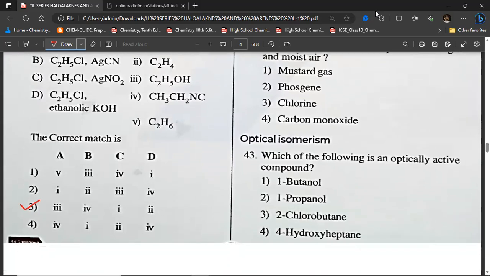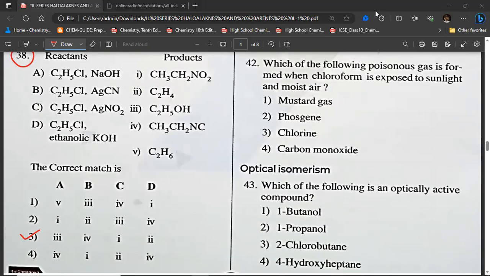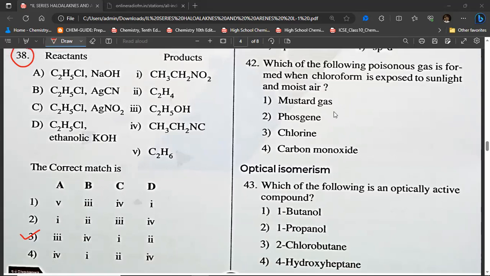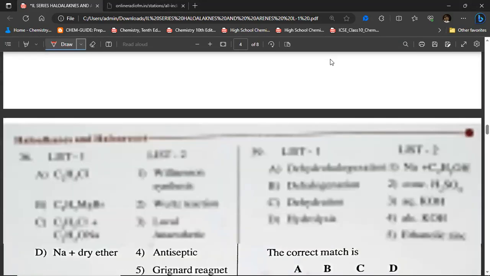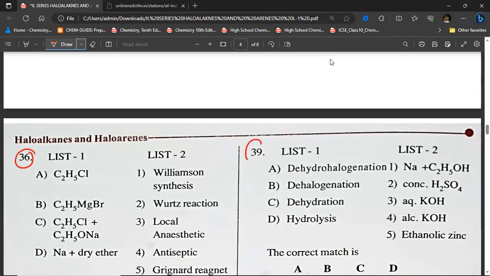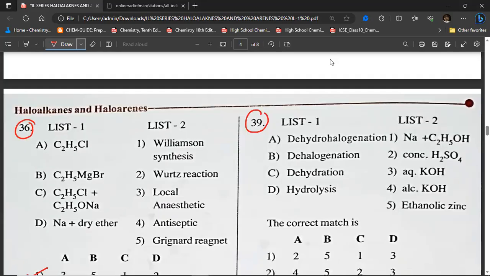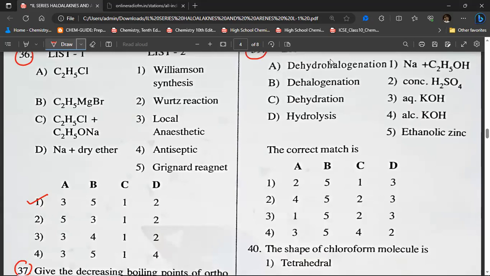Next, we have observed question number 38 now. Now it is 39. The dehydrohalogenating agent, as you know, is alcoholic KOH. Alcoholic KOH is the dehydrohalogenating agent, present in A4. So A4 itself is the right option for this one. And the remaining can also be matched.